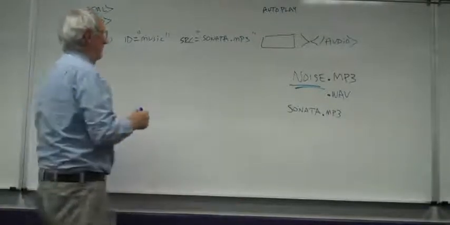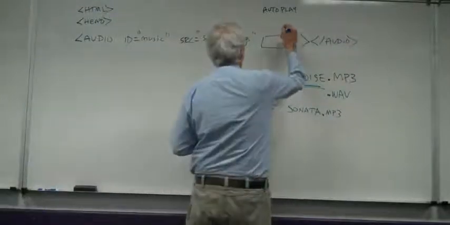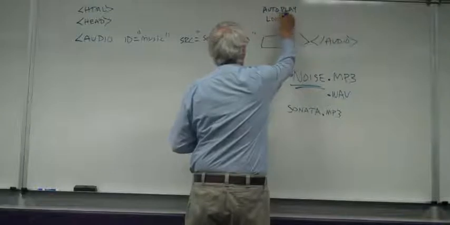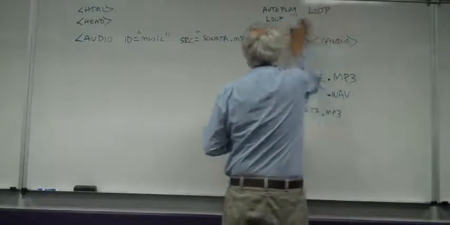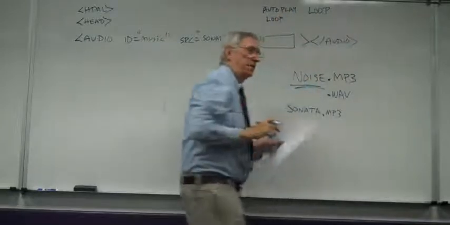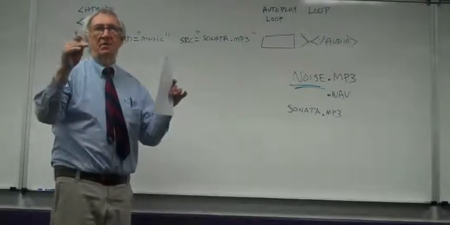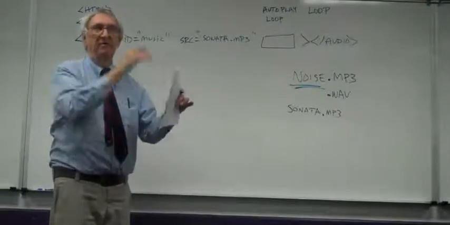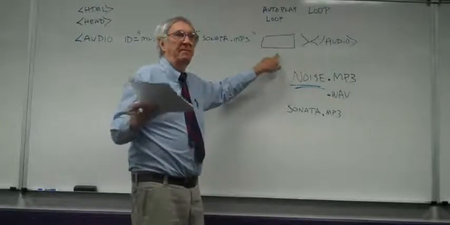It's there. Okay? Another word that you might put there is loop. And you can put them both there, by the way. I can put loop right over here. I can put them both in here. Loop. So what loop says is, when the thing gets to the end, go back and play it again. So what loop does is it makes the thing play over and over and over again. If you don't have the word loop in there, it'll play it once and then it will stop.